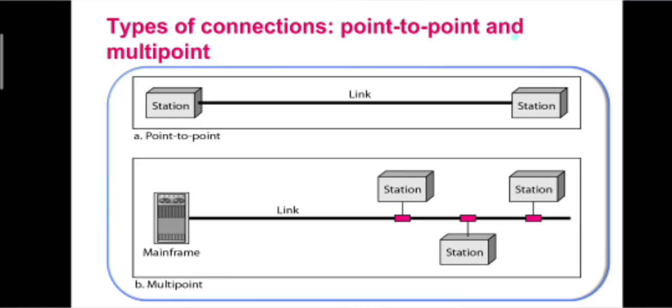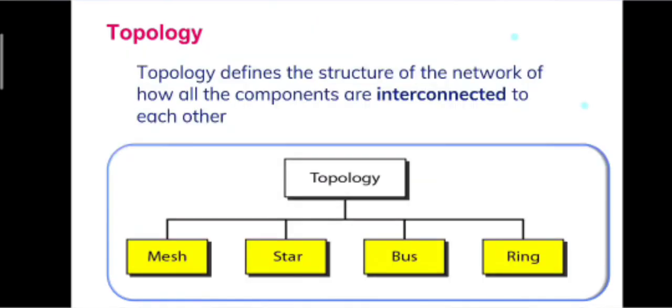In a multi-point environment, the capacity of the channel is shared either spatially or temporally. If several devices can use the link simultaneously, it is spatially shared.